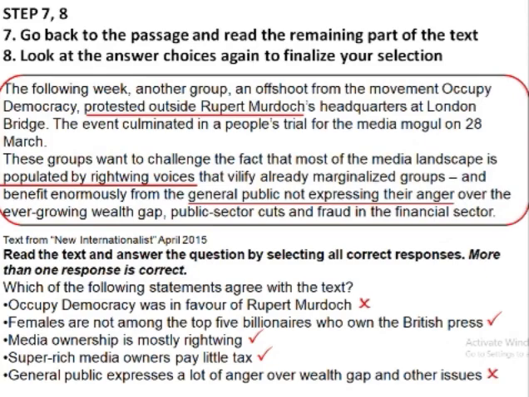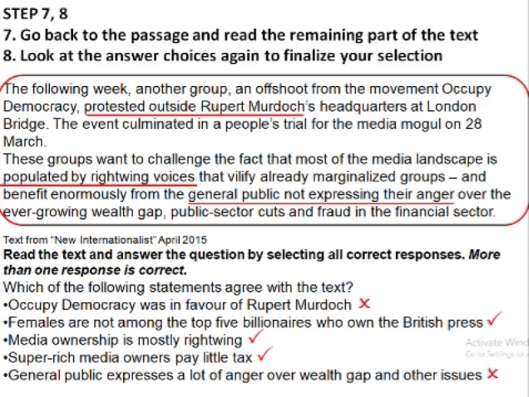Now go back to the passage and read the remaining part of the text. The following week, another group, an offshoot from the movement Occupy Democracy, protested outside Rupert Murdoch's headquarters at London Bridge. The event culminated in a people's trial for the media mogul on 28th March. These groups want to challenge the fact that most of the media landscape is populated by right-wing voices that vilify already marginalized groups and benefit enormously from the general public not expressing their anger over the ever-growing wealth gap, public sector cuts, and fraud in the financial sector.